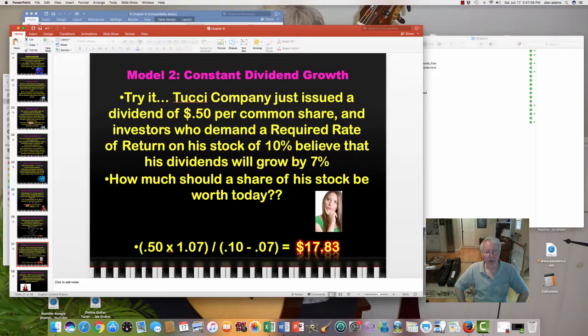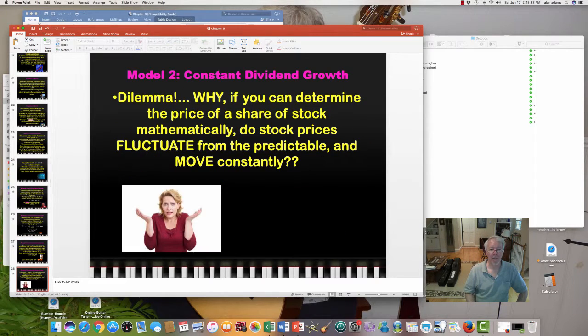Well, plug it in. We're going to grow the numerator by 7% to get D sub 1. So take 50 cents times 1.07. You're going to divide it by R sub S minus G. That's 10% minus 7%, or 0.03. And you'll find that you should pay $17.83 for a share of Tucci today. If you can buy it for less, grab it. If you have to pay more than that, don't do it without a darn good reason. Okay?